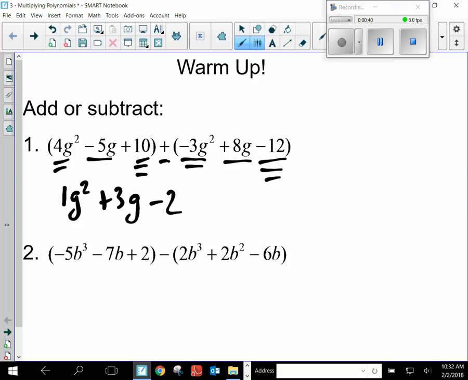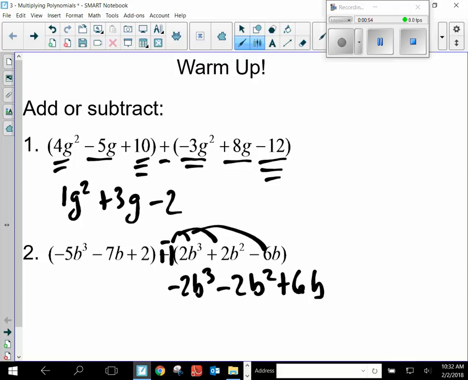Next, I have subtraction. So I'm going to insert the 1 and add the opposite, so I distribute the negative 1. That makes this a negative 2b cubed, a negative 2b squared, and a positive 6b. The first trinomial, that's a cubic, stays the same.